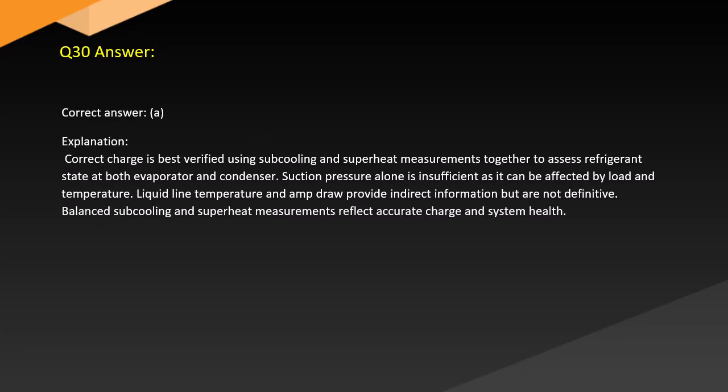Answer. Correct answer: A. Explanation. Correct charge is best verified using subcooling and superheat measurements together to assess refrigerant state at both evaporator and condenser. Suction pressure alone is insufficient as it can be affected by load and temperature. Liquid line temperature and amp draw provide indirect information but are not definitive. Balanced subcooling and superheat measurements reflect accurate charge and system health.